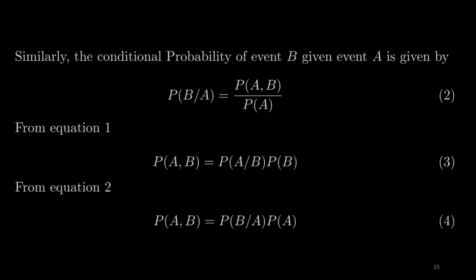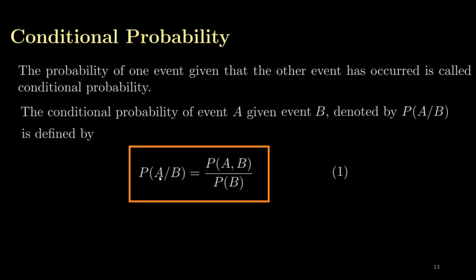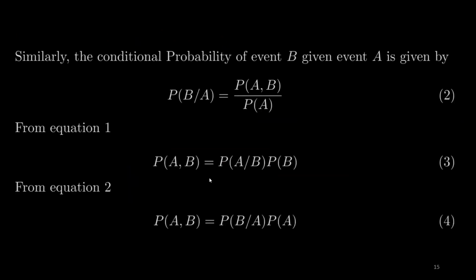Okay. Now, similarly, we can find the conditional probability of event B given A, and the numerator term will be the same. It is the joint probability of event A and B, but here in the denominator, now it is A rather than B. So if we go back and see equation 1, in equation 1, we calculate the probability of event A given B. Therefore, the probability of B is present at the denominator of the equation. Now here in equation 2, we are going to find the probability of event B given A. Therefore, the probability of event A is present in the denominator.